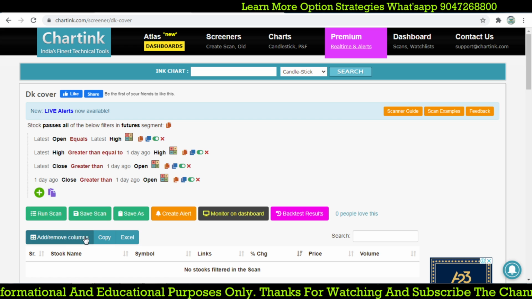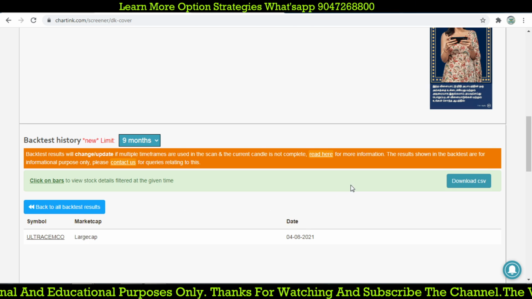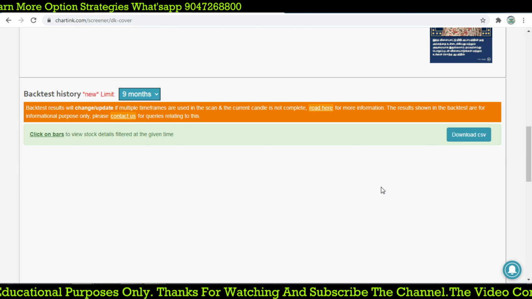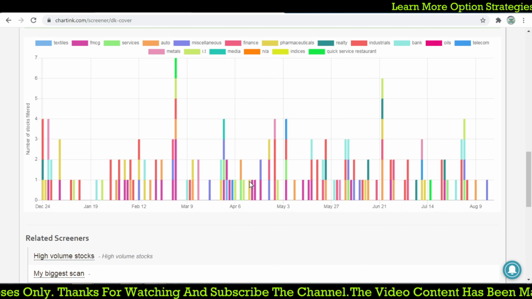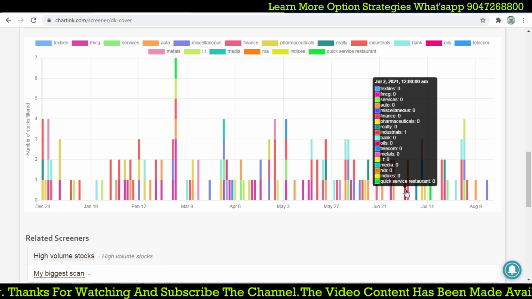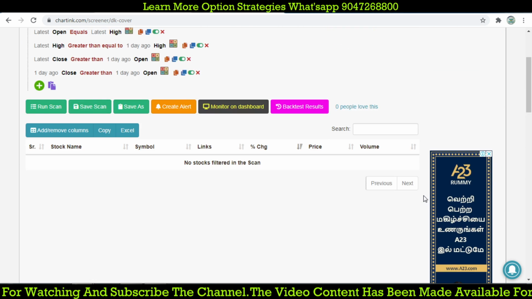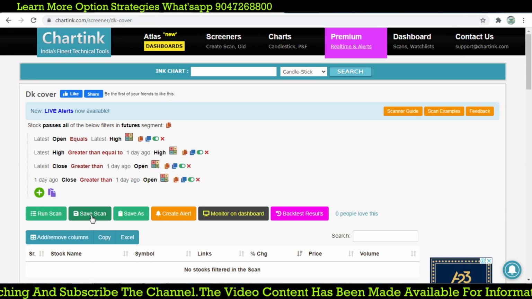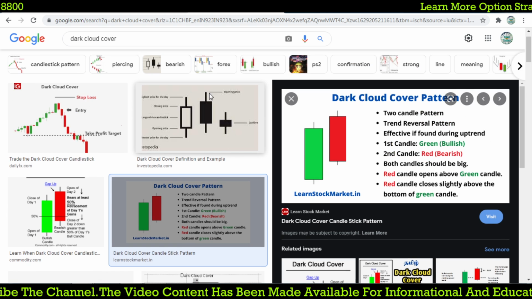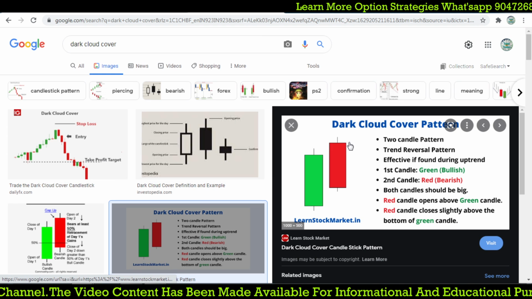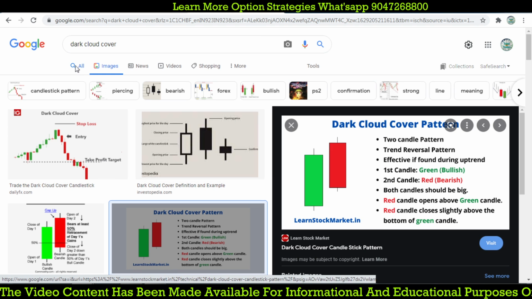So run the scan. This will give us some great information where we can find those kinds of candlestick patterns within 2 to 3 days, and we make such a great profit. That is good enough, right? So now we save the scan, and dark cloud cover is the candlestick pattern. So let's go for the dark cloud cover pattern, right?